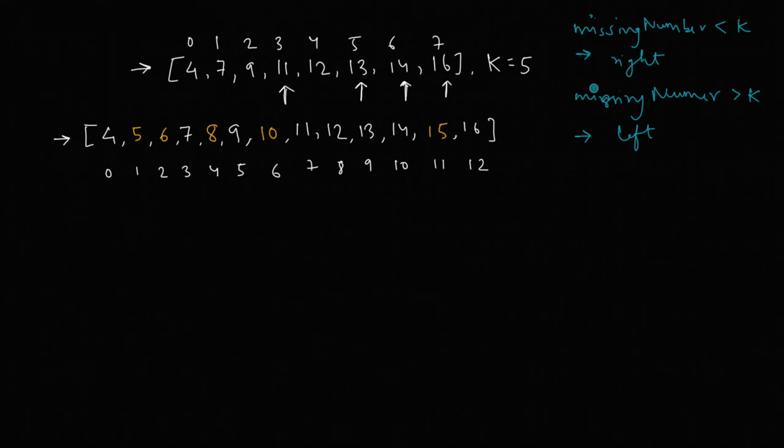Now we want to see what we do if the number of missing elements is exactly the same, like in this case, right? The k was exactly equal to 5. What do we do? Do we stop there? Do we continue our search? What do we do? So let's look at another example to clear that out.